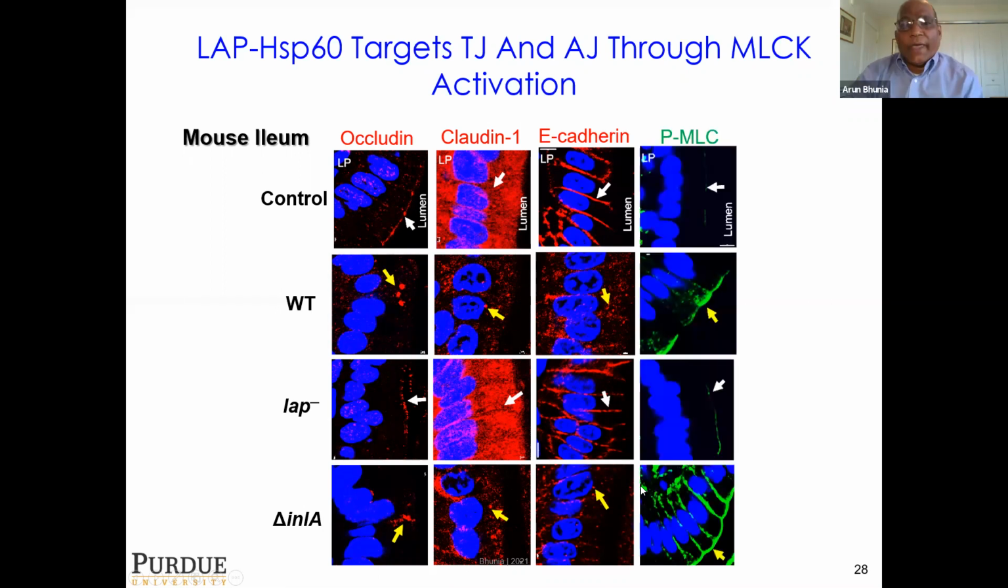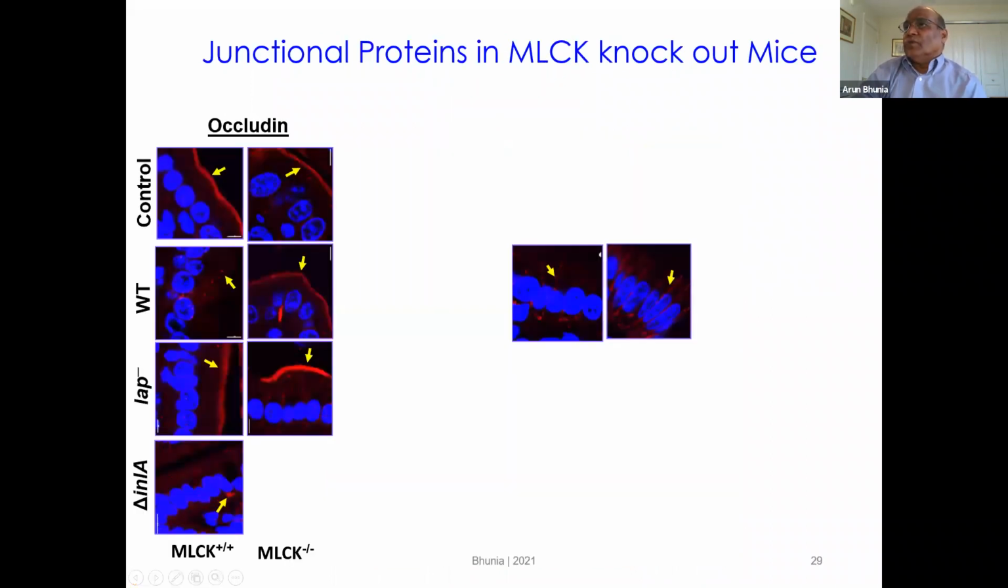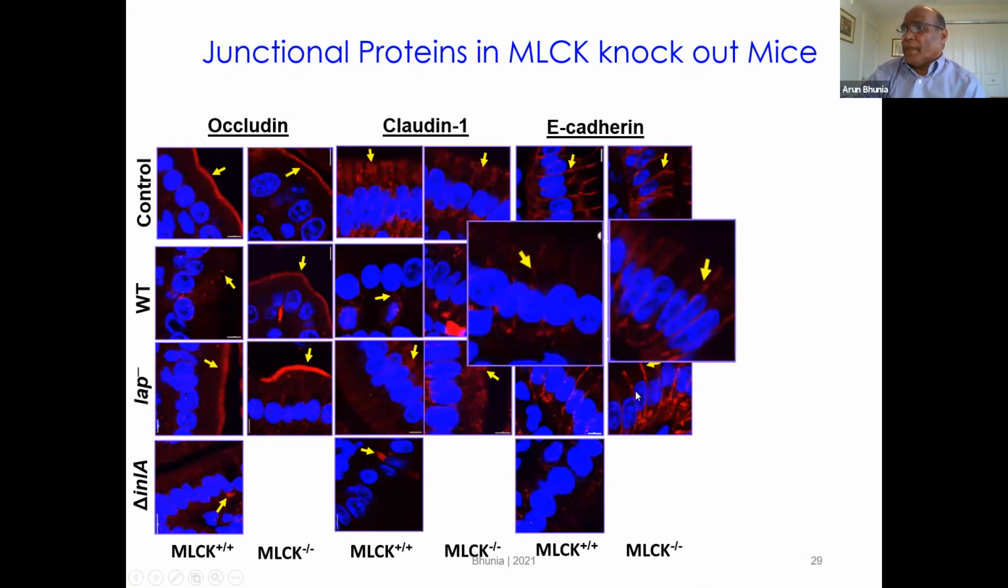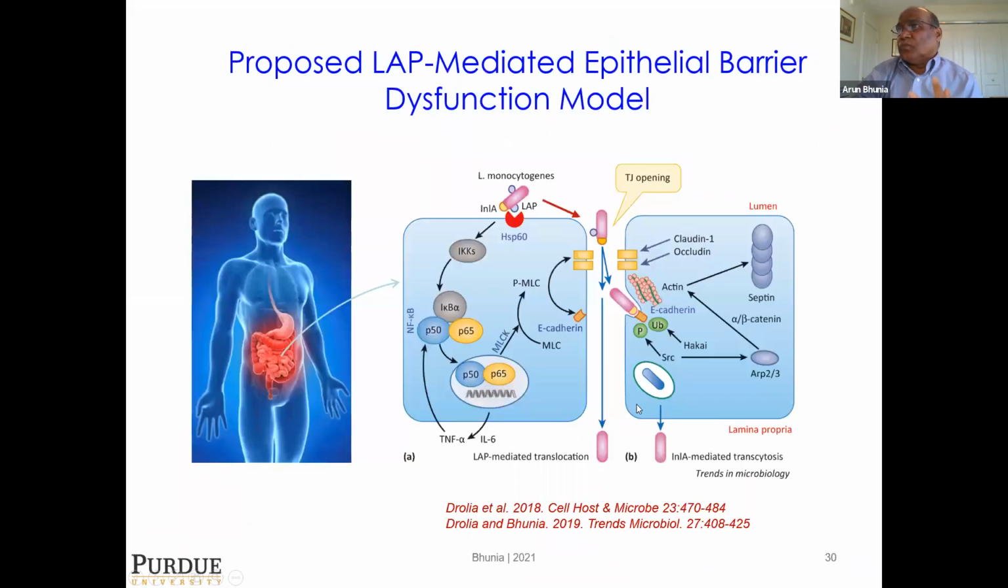And if you look at the phospho-MLC level for MLCK activity, PMLC in the control, you don't expect that. But as soon as the wild type infection, you see high levels of PMLC. And lab mutant, disappearing, and Internalin A mutant, it appeared again. So it clearly established that MLCK is important. And when you look at the MLCK knockout mice, you can clearly see the proteins are maintained in MLCK knockout mice, including E-cadherin.